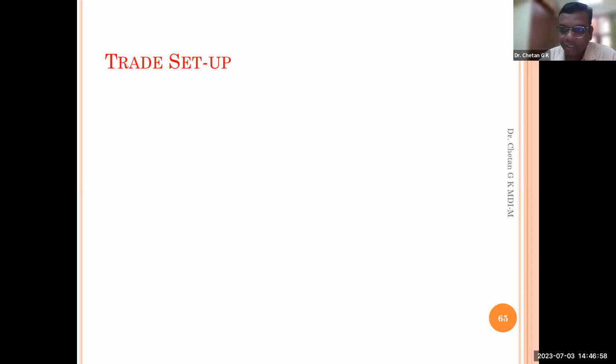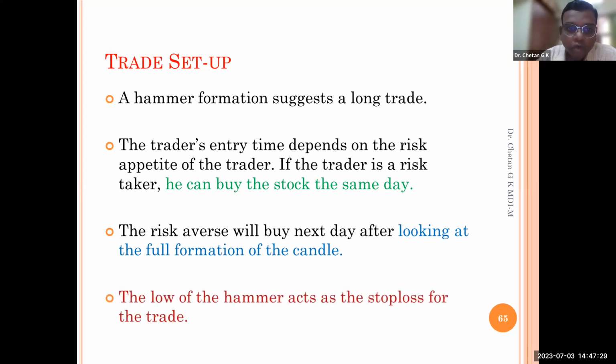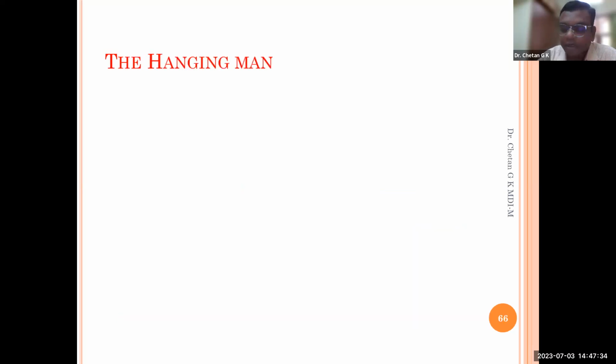That is what we discussed in the last class, in the previous sessions when we were discussing Marubozu, is it not? So a hammer formation suggests a long trade. We know that. The risky trader buys the same day. However, the risk averse trader will buy the next day after looking at the full formation of the candle. And the entry should be what? Supposing it is bullish, then you will be buying above the close price of the previous candle. And the low of the hammer acts as the stop loss for the trade. We already discussed it; some of you already answered.